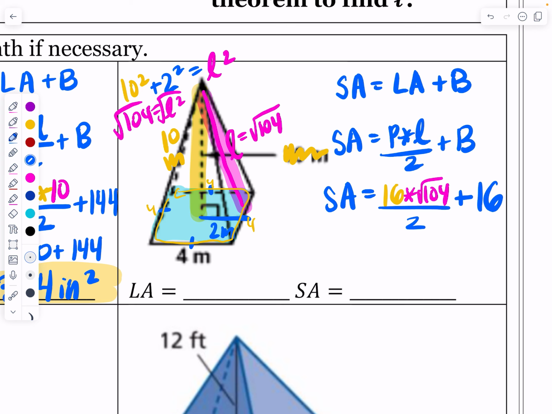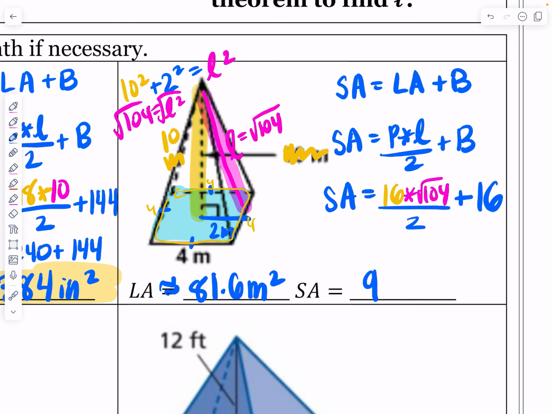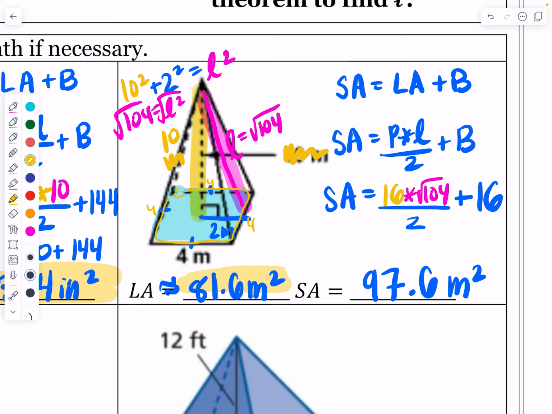But they do tell me to round my answers. And so 16 times the square root of 104 divided by 2, when I round it, gives me about 81.6 meters squared. I'm going to go ahead and add 16 to that number that's in my calculator so that my surface area is only rounded once. It's about 97.6 meters squared of total surface area when I add in that base. So there's my walls, and whenever I add in my base, that's the total surface area.